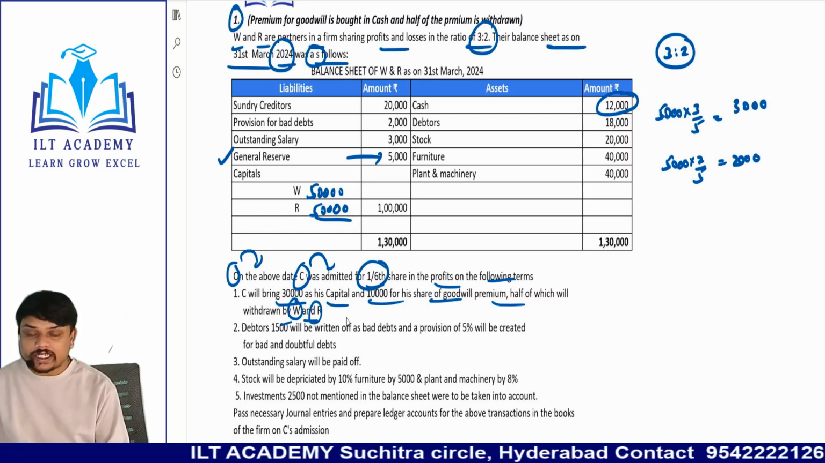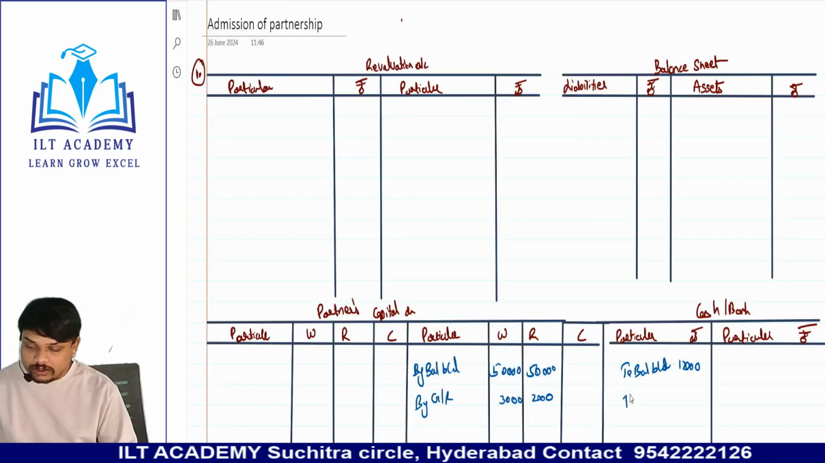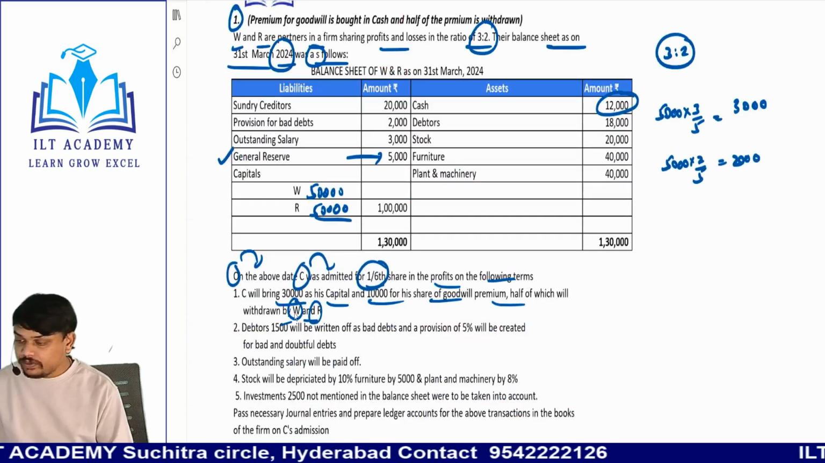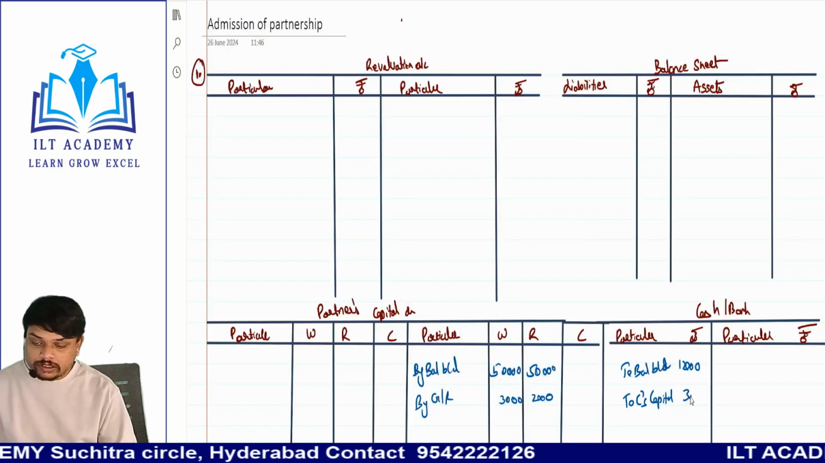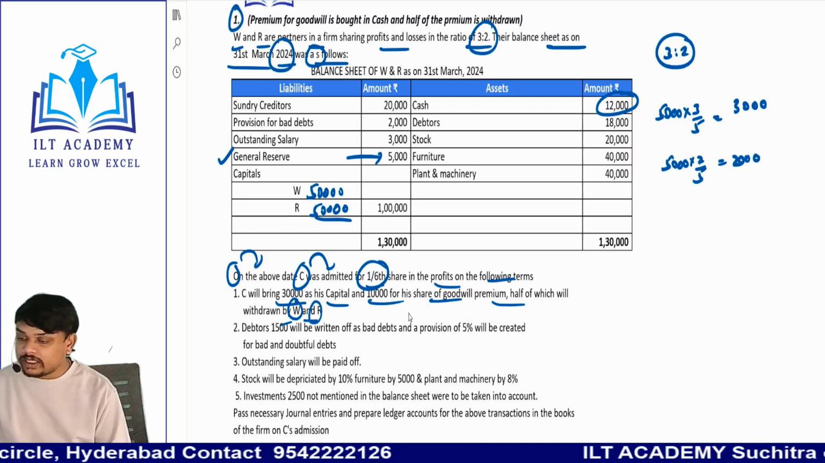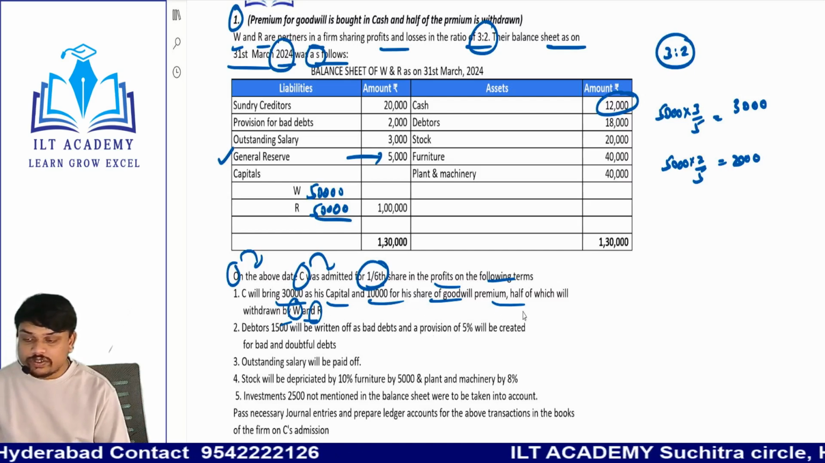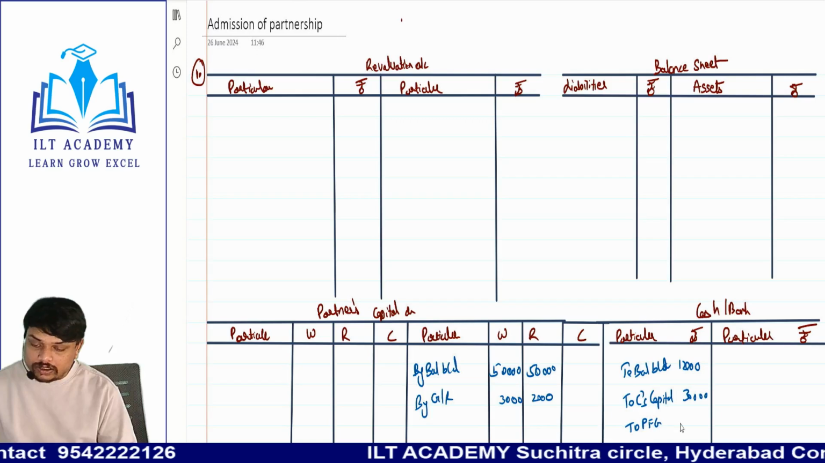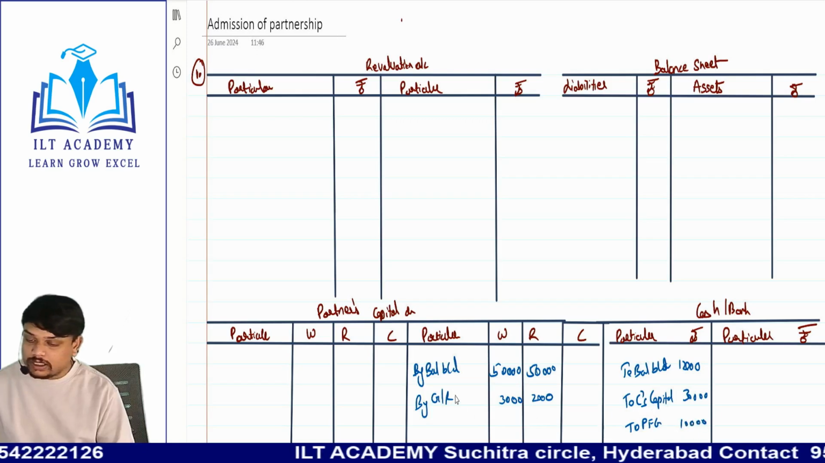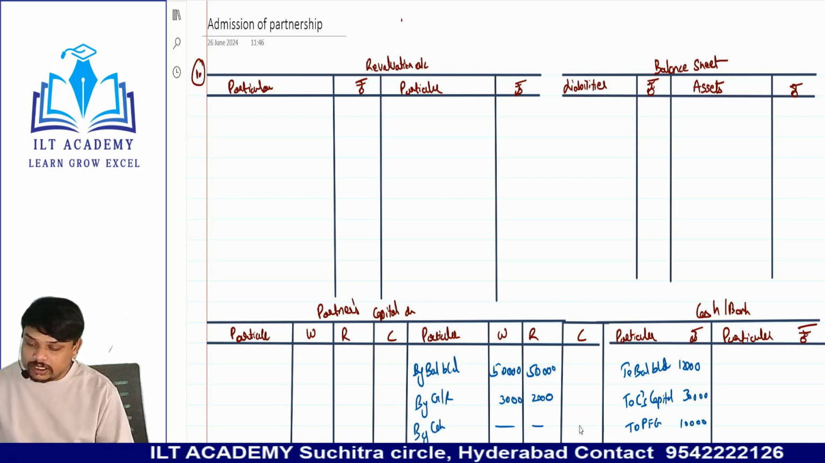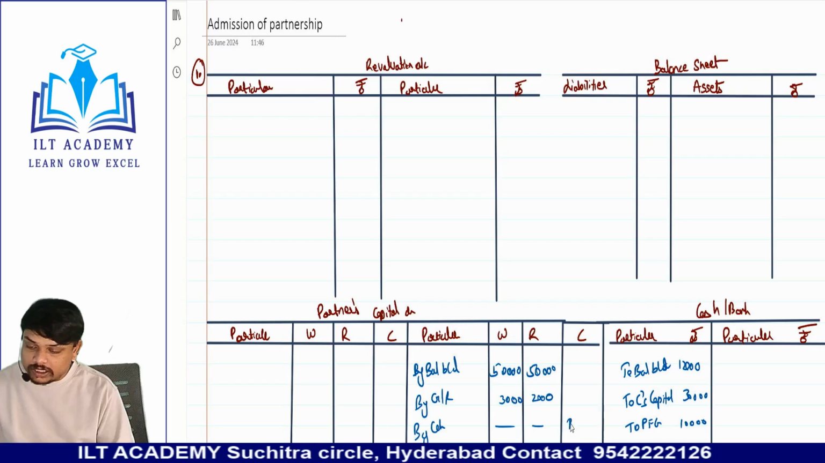C will bring 30,000 as his capital. So cash to C's capital, that is 30,000. Now 10,000 for his share of goodwill premium. So cash to premium for goodwill, that is 10,000. By cash account, and in C's capital it is going to be recorded as 30,000.